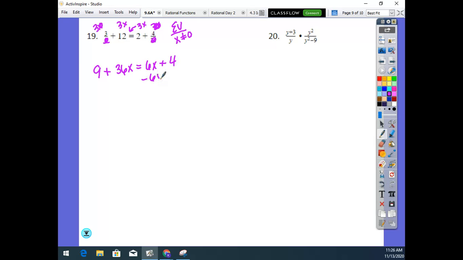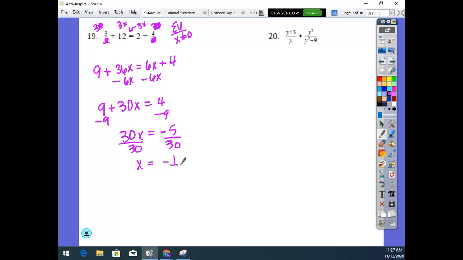Then I want to get my x's together. My constants together. Reduce your fraction. So divide top and bottom by 5 because they have a common factor of 5. Does not match my excluded value.